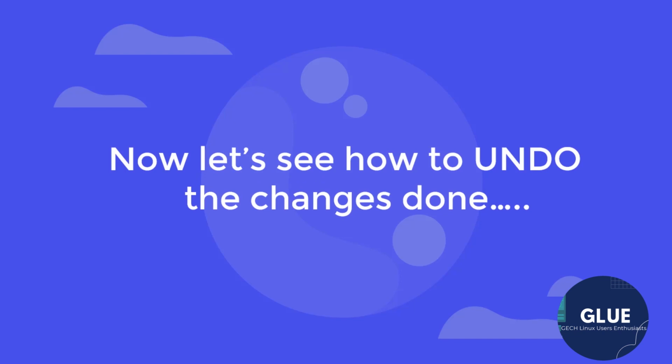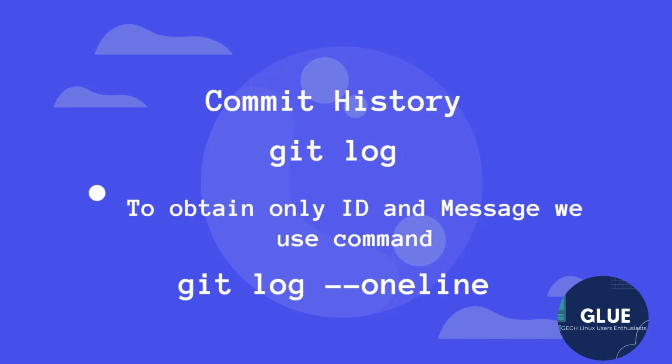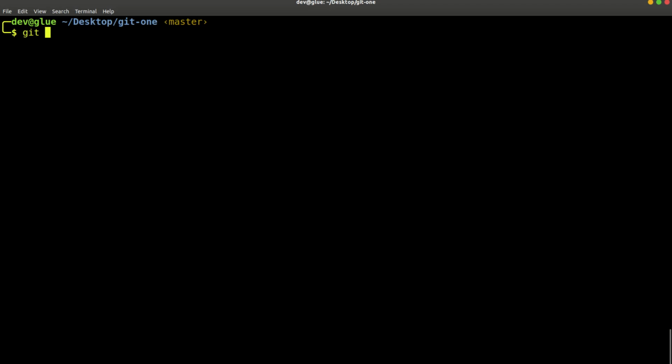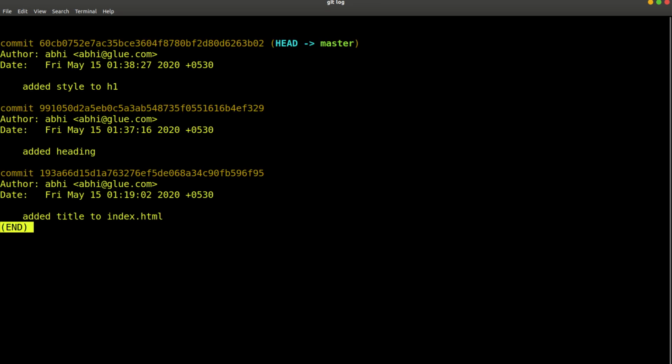Till now, you have created several commits. You probably want to look back to see what has happened. To look into the commit history, we use the command git log. This command lists the commits made in that repository in reverse chronological order. That is, the most recent commit shows up first.